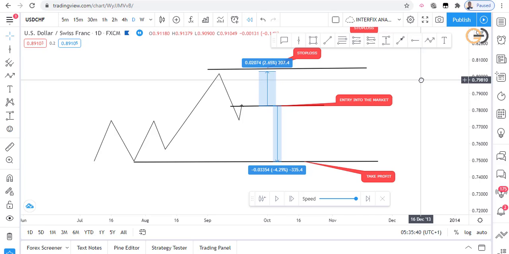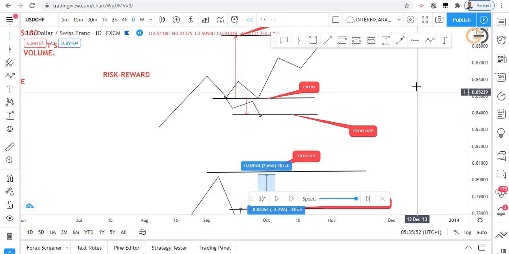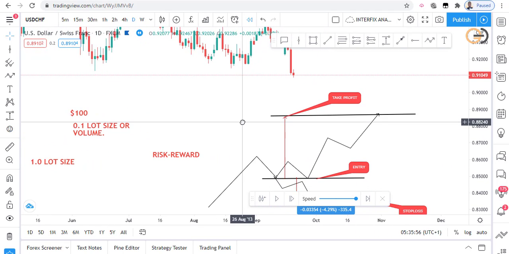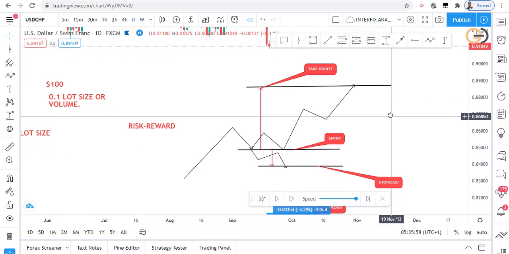So this is very, very important. This is why the lot size you must use must correspond to your account size. Don't use a 1.0 lot size on a $100 account. You are going to blow that account. So you must understand risk to reward before you take any trade.